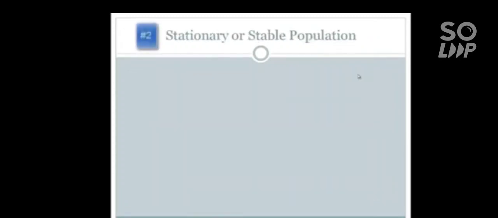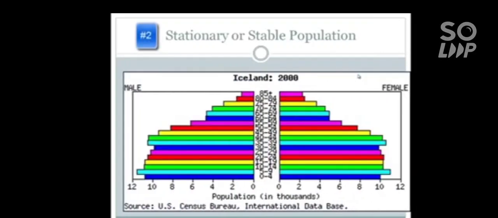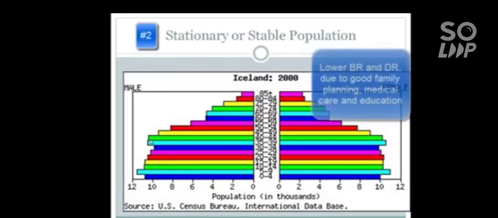The second type is stationary or stable. Here is an example using Iceland. The base of the population pyramid is similar to the width of the population in the reproductive ages. You'll notice that generally the bars remain at the same width from young to about the age of 40 or 50. If you have the straight sides, this is going to indicate a stationary or stable population.